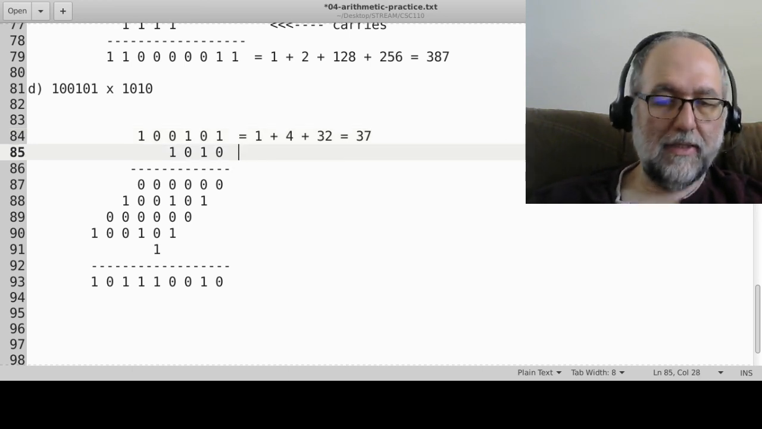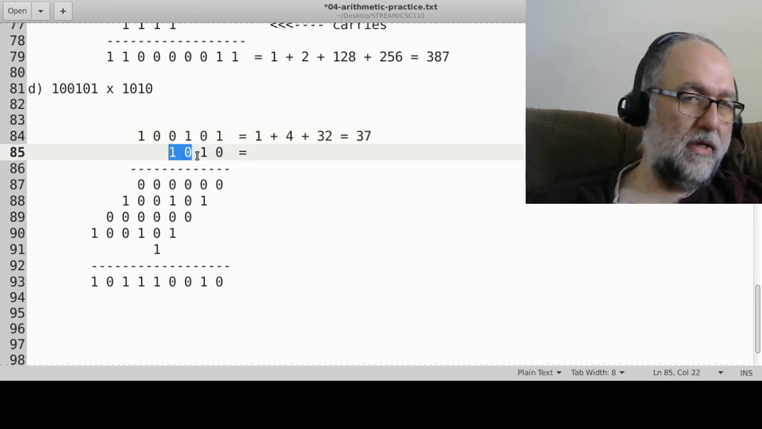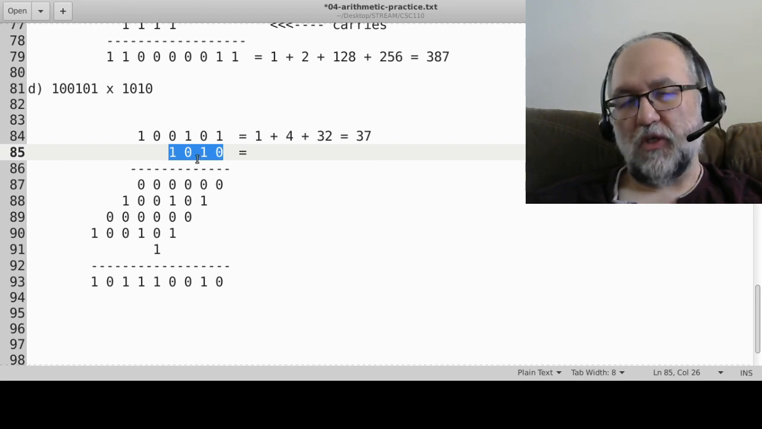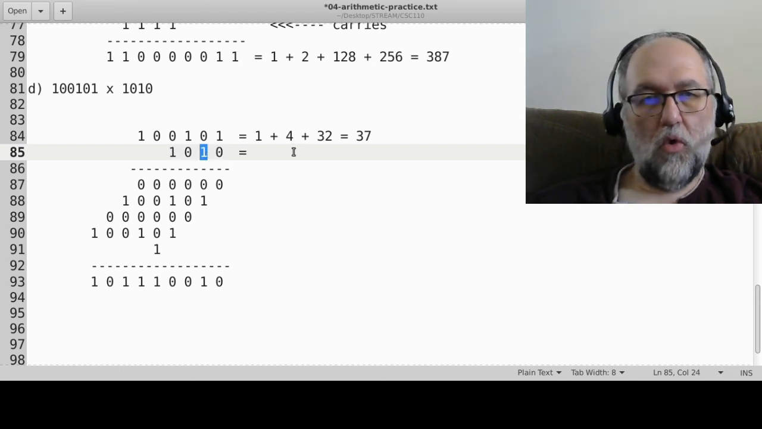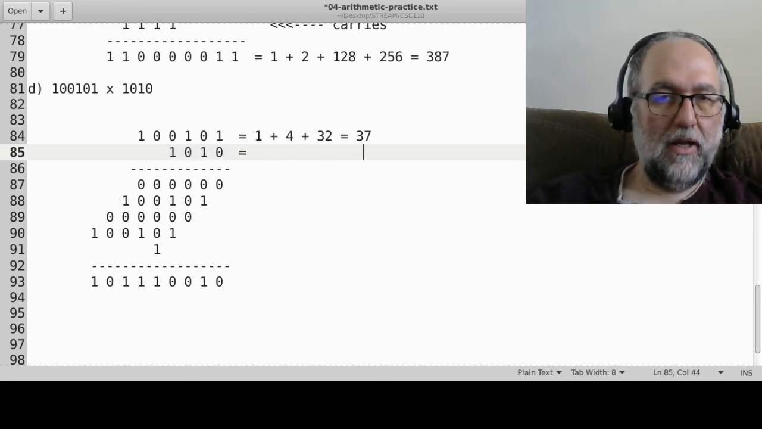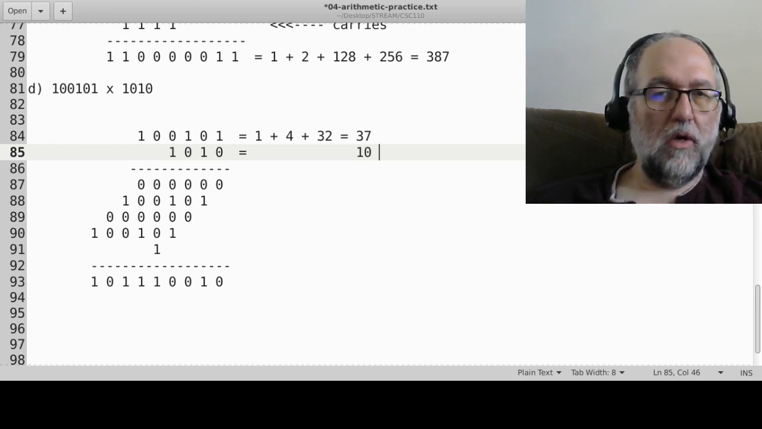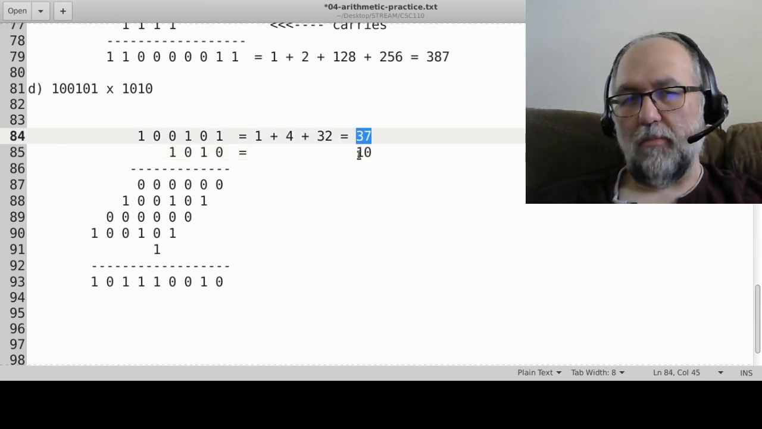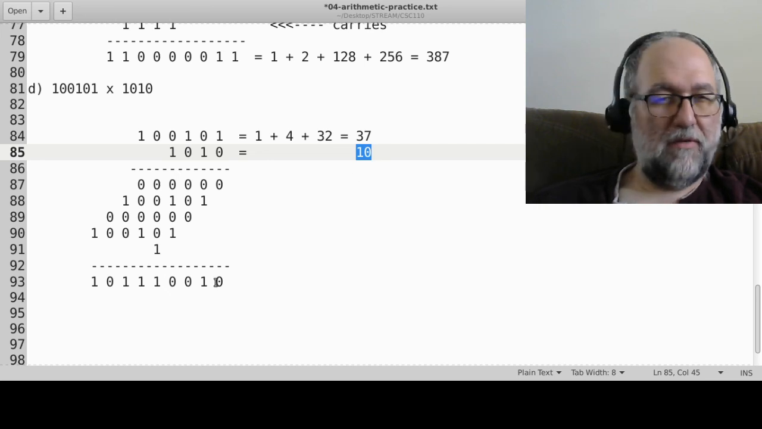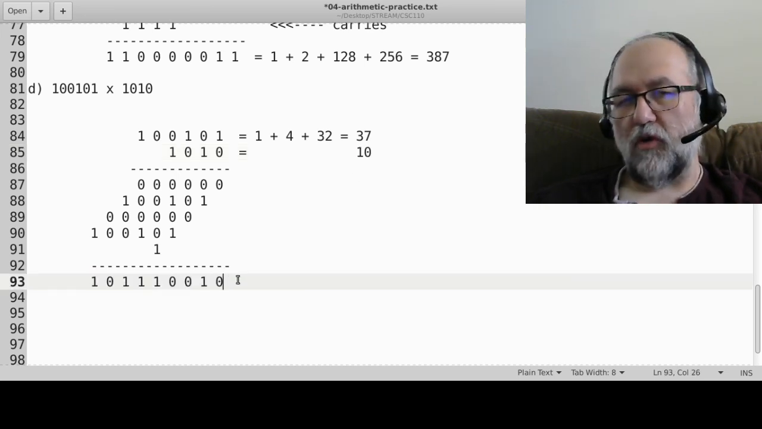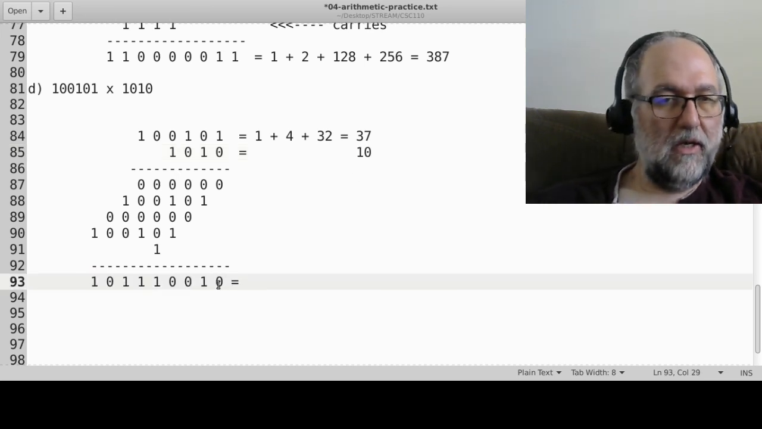All right, and then the next number is, you should have this one memorized, okay? If you don't, it's an 8 plus a 2, or decimal 10. So you know that if you take 37 and multiply by 10, you should get 370. So this number had better convert to 370. Let's see if it does.